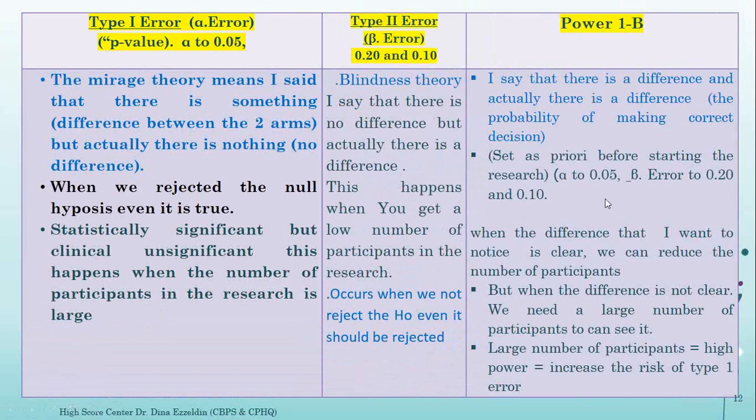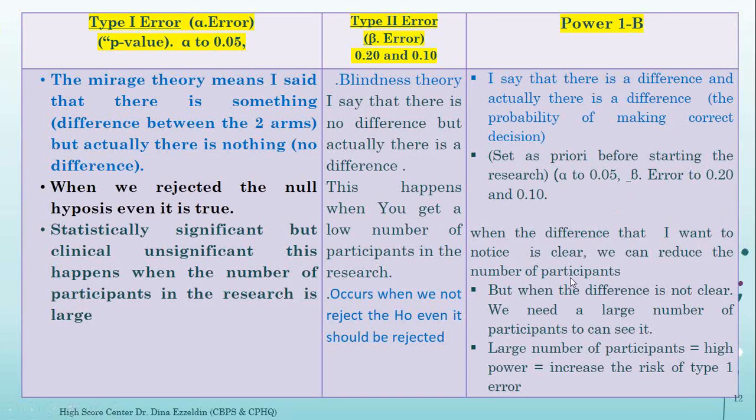We set the power before starting the research, before starting any trial. We put alpha 0.05, and beta error 0.2 or 0.1. This means that we do not want the error to exceed this percentage or this number. So this number is accepted, but if it is more, it will not be accepted for us.